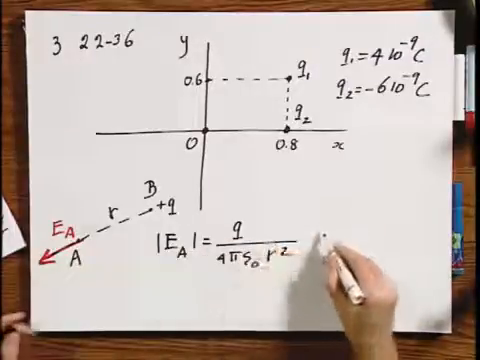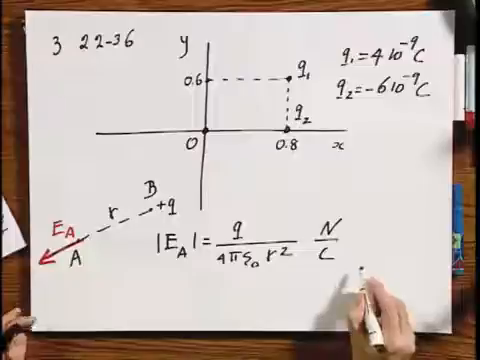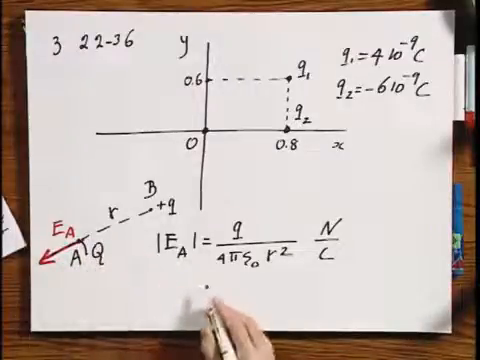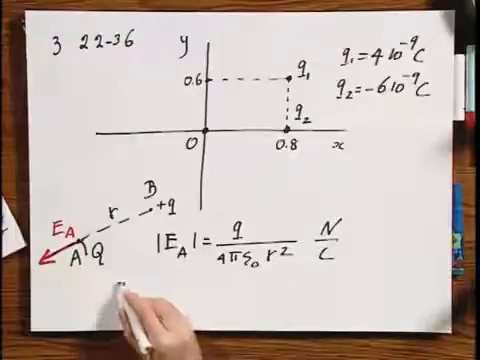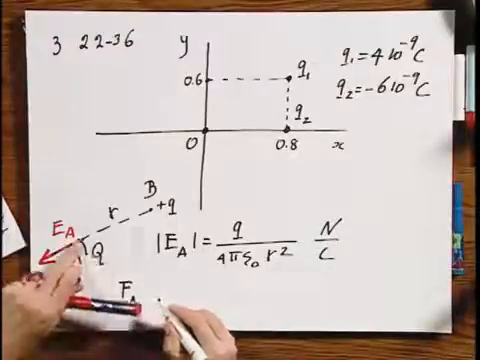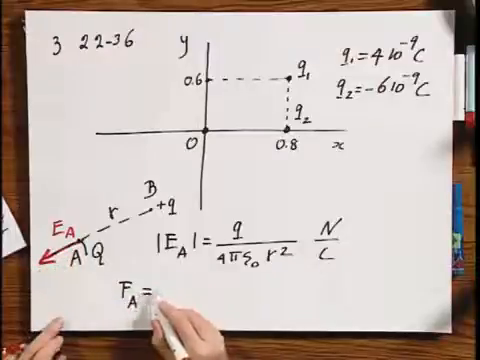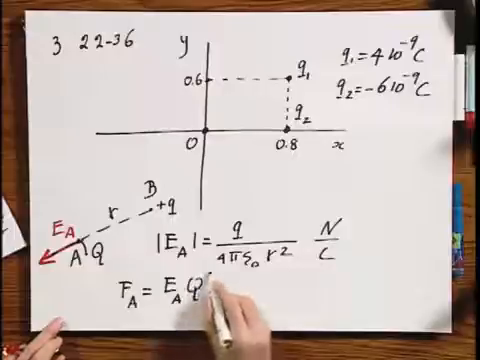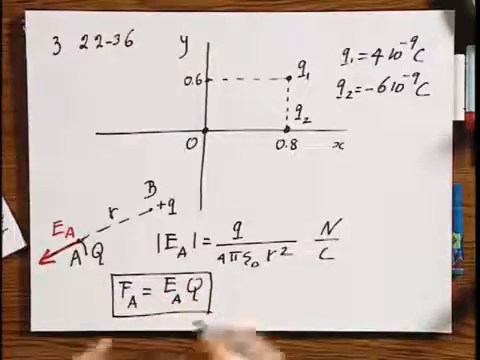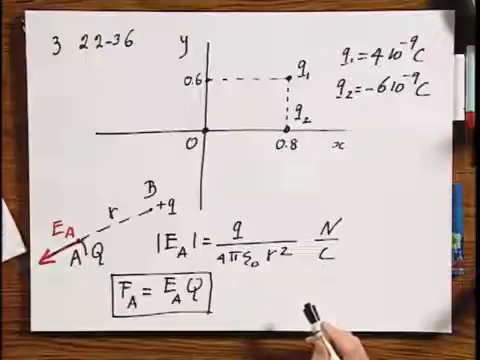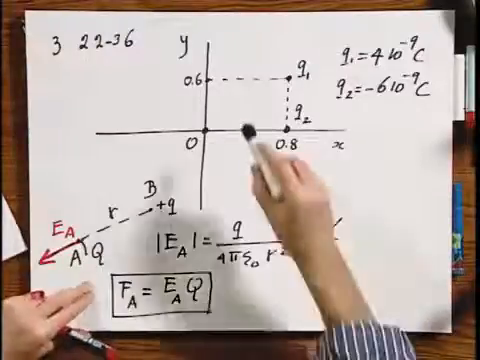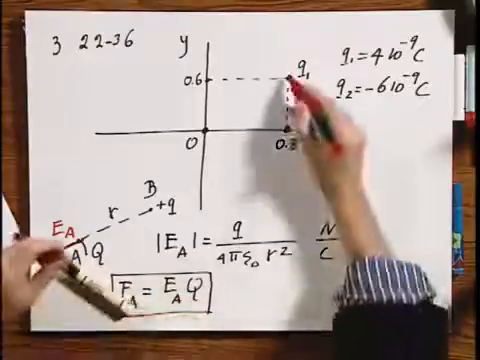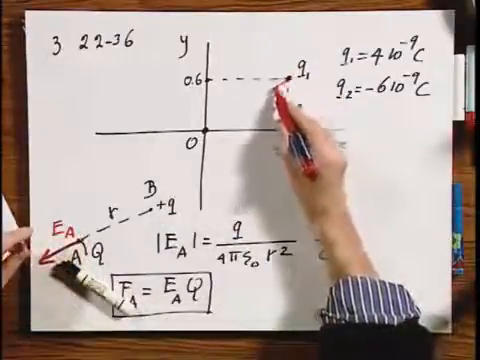The use of electric field, which by the way has as a unit Newton per Coulomb, is the following. If you were to place at location A a charge capital Q, then the force that this capital Q would experience would be simply the electric field at A times capital Q. So that's the reason why electric field is introduced. So let us now be specific here and first calculate the electric field due to this point Q1.